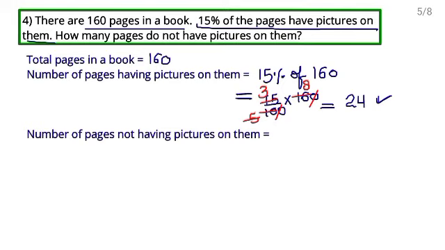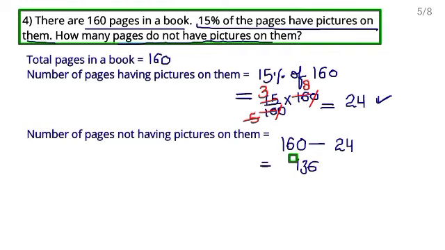Now they are asking how many pages do not have pictures on them. If you have total pages 160, you know the number of pages with pictures is 24. So by subtracting them you can find the number of pages on which we don't have any picture. Clear? So 160 minus 24. When you subtract, you will get 136. Clear?